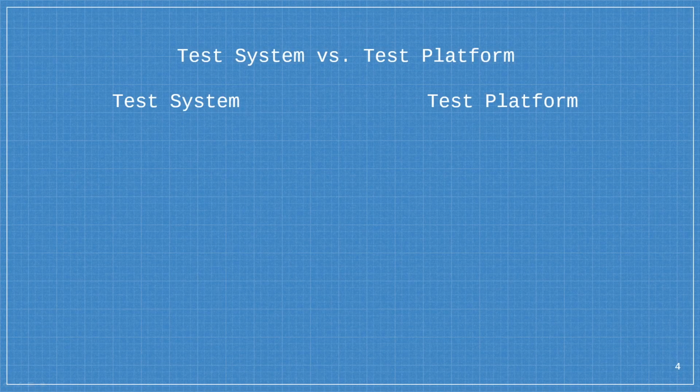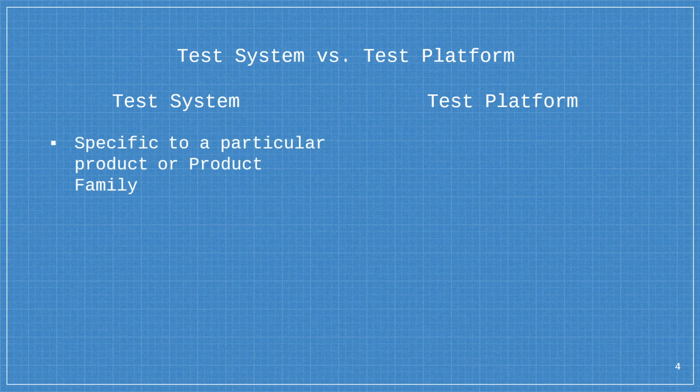So there's a couple different approaches to do it. Some people do the test system approach and some people do a test platform approach. There's pros and cons to both of them, but I want to go over them real quick. There is a difference. Test systems are typically specific to a particular product or product family. They're not general purpose typically. You have a product, you design a test system to test that product, and away you go.